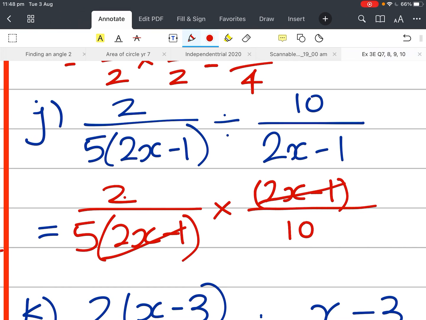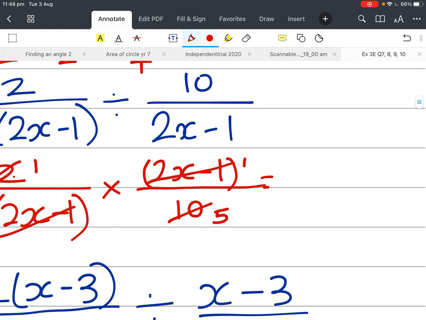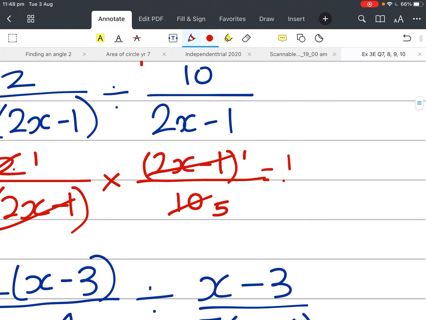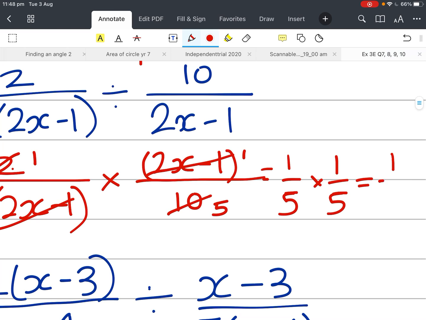Now I have a 2 on the top and a 10 on the bottom. 2 goes into 2 once. 2 goes into 10 5 times. So what am I left with? 1 over 5 times 1 over 5. Remember, multiply top times the top. 1 times 1 is 1. 5 times 5 is 25.